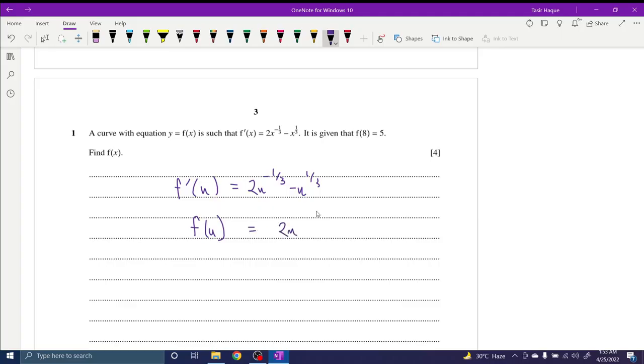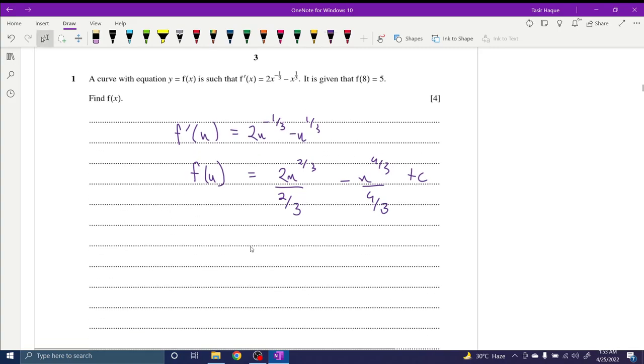So 2x to the power minus 1 by 3 plus 1 is 2 by 3. This is probably 5 by 3, right? 1 by 3 plus 1, 4 by 3, sorry, plus c. Okay, so f(x) is equal to 3x to the power 2 by 3 minus 3 by 4x to the power 4 by 3 plus c.